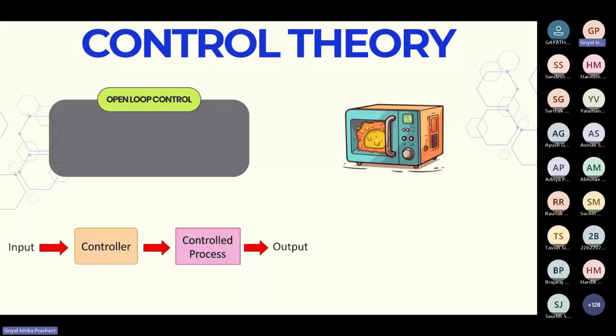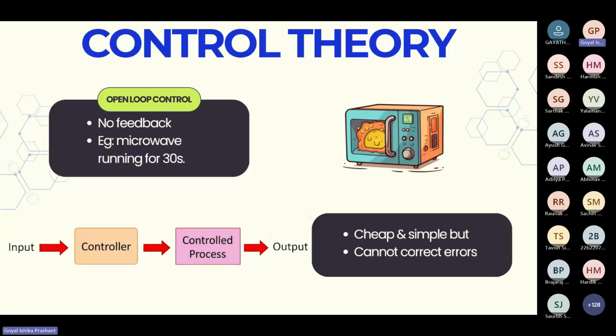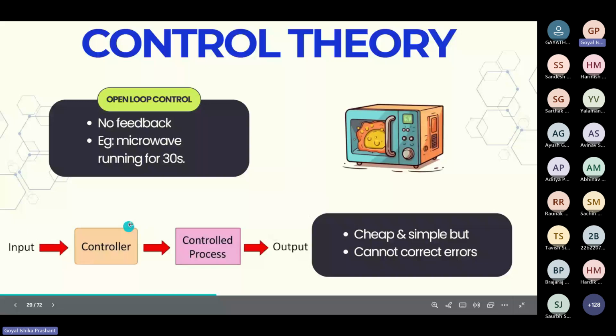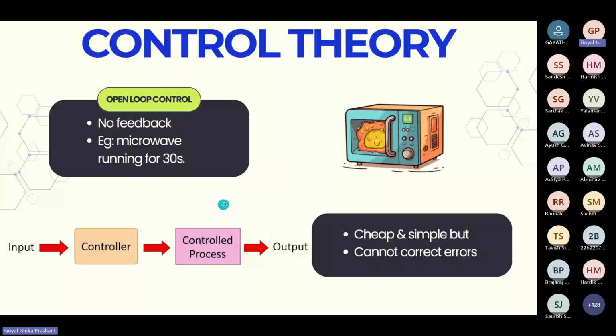So, there are two ways that control theory can work. The first is open loop control. What this means is that you take an input which gets passed on to the controller, which processes it and then gives us an output. So, as you can see, there was no feedback involved here.